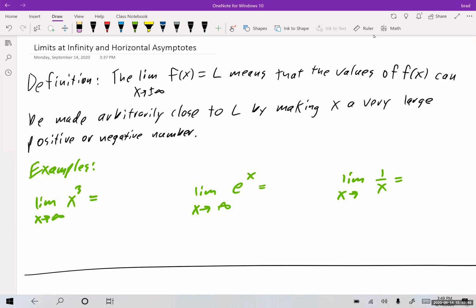Okay, you guys, today we're going to go over limits at infinity and horizontal asymptotes. So the first thing we need is a definition.